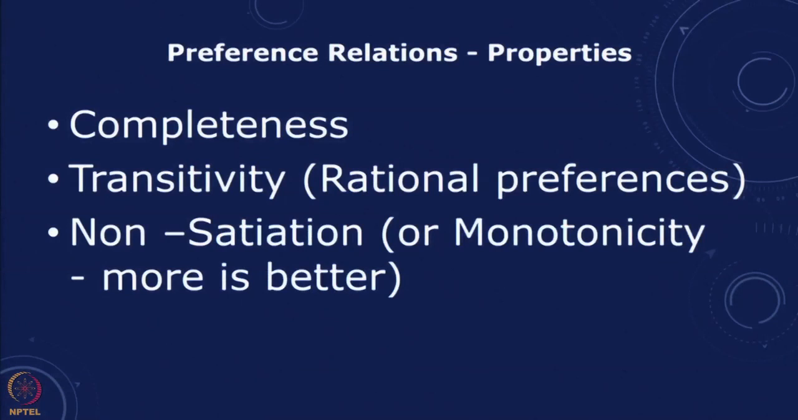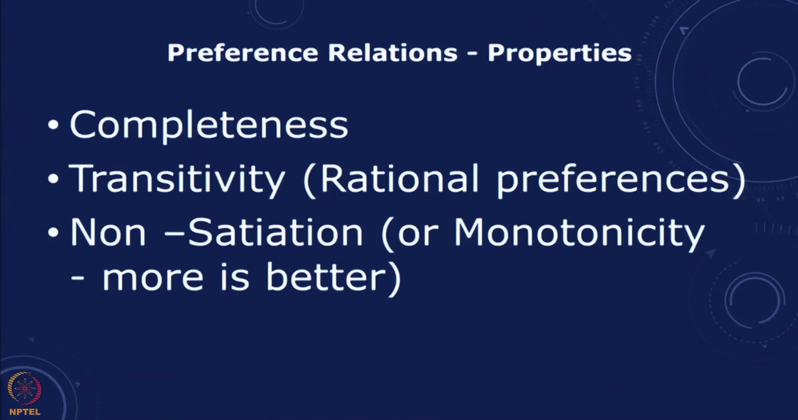In the case of preference relation, we have some properties. The first property is that there is completeness. That means each individual knows his or her preference between a different set of goods. At most, one can say that we are indifferent, these two are equivalent. Otherwise, I prefer this to that, or I prefer the other one, and so on. So it is not that it will be left ambiguous. That's in terms of completeness of the choices.